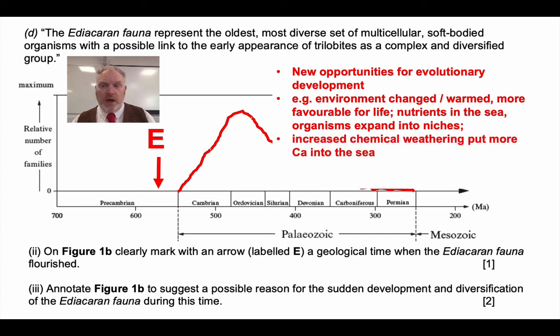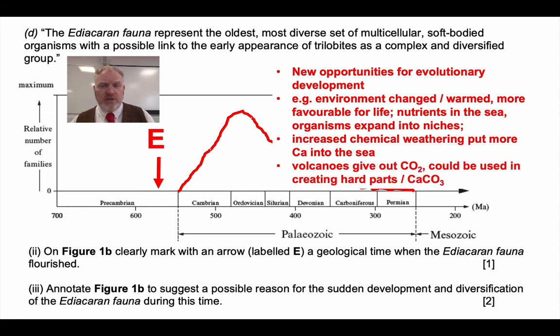For example, an increase in chemical weathering was actually putting more and more calcium into the sea. So at this point in time, right at the start of the Cambrian, there was perhaps suddenly an excess of calcium dissolved in seawater, giving the raw material for these organisms to evolve the opportunity to grow shells. And maybe there was increased carbon dioxide as well in the environment, because that's also needed to bond with the calcium to make carbonate shells.